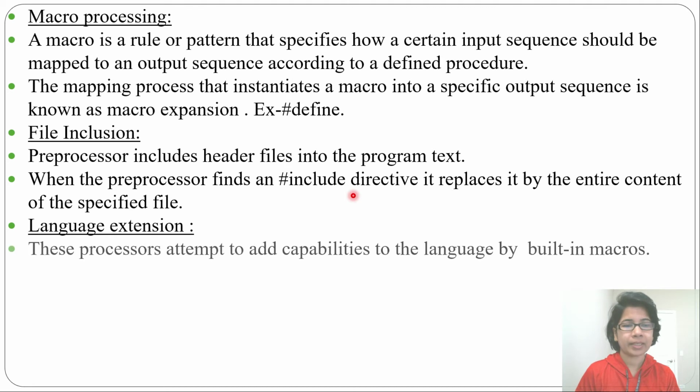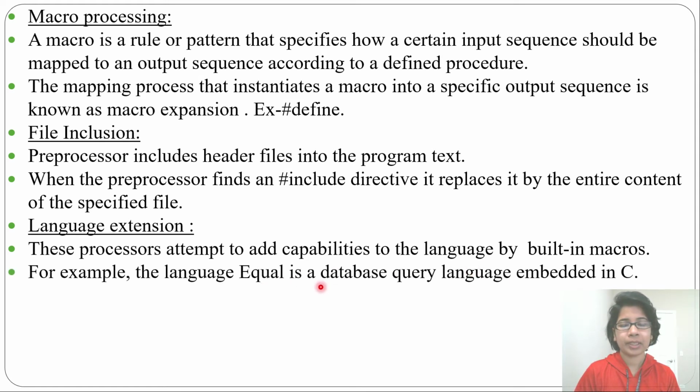Next, language extension. The preprocessor attempts to add capability to the language by built-in macro. For example, the language Equel is a database query language embedded in C. Suppose you are embedding a database query language into C, that is language extension. You are adding more capability to the programming language by adding extension. So these are the tasks of preprocessor: macro processing, file inclusion and language extension.